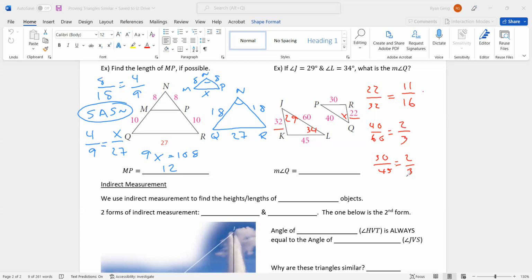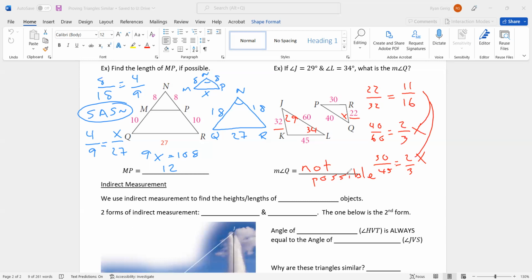That is not 2/3. They don't match up, therefore the sides are not proportional, which means it's not possible to find the measure of angle Q. You've got to check for that. That's what I'm trying to hammer into your head right here. Okay.